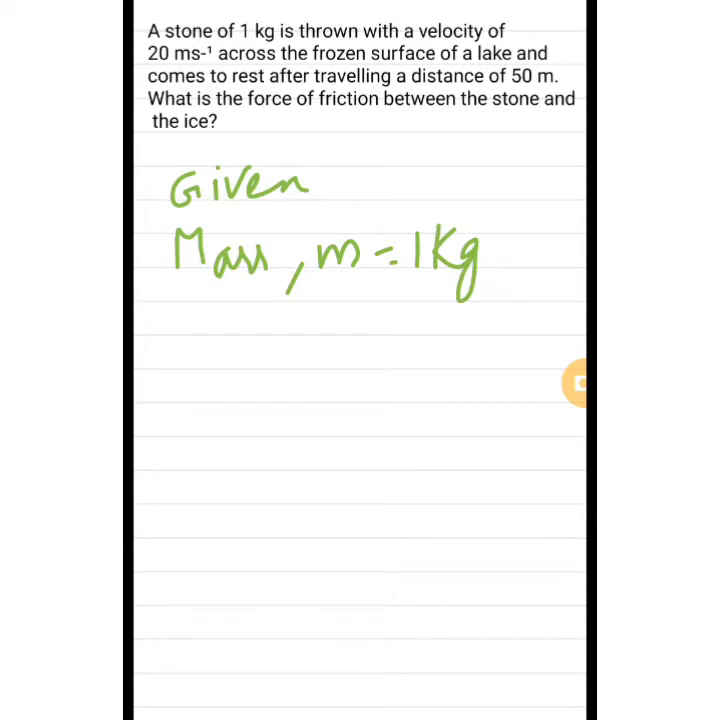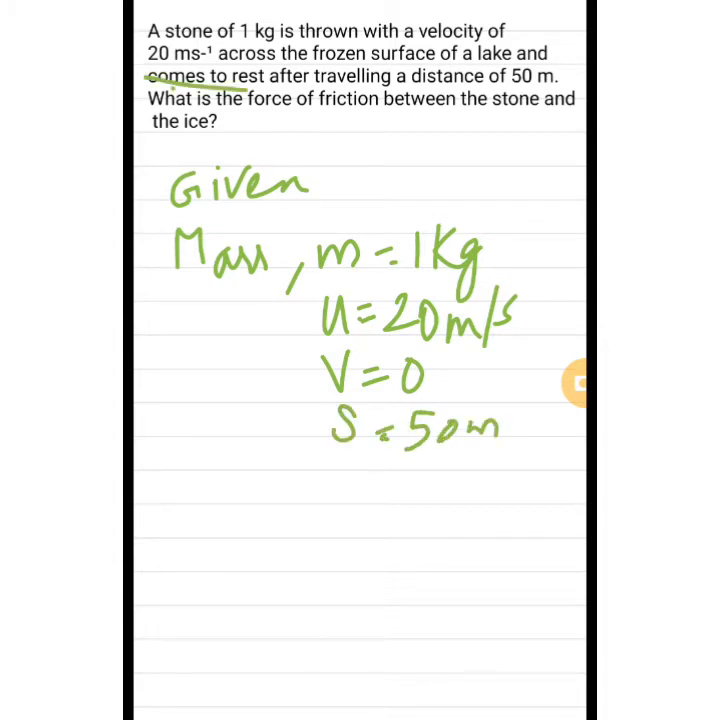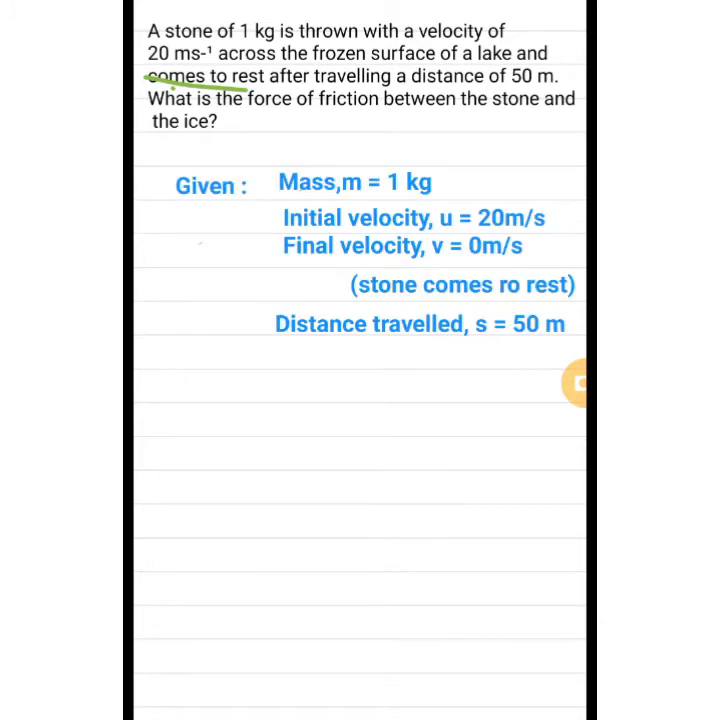Now the stone is thrown with a velocity of 20 meter per second. So it is the initial velocity of the stone, which is u is equal to 20 meter per second. Now since the stone is coming to a rest, its final velocity v is 0 meter per second. And the stone is traveling a distance of 50 meters. So these are the given values and we have to find the force of friction between the stone and the ice.